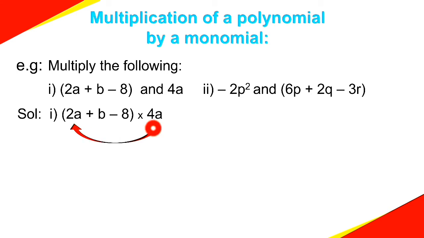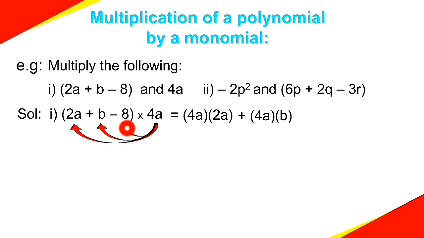So first what we are going to take? 4a into 2a is equal to, we are going to write that 4a into 2a, right? Next 4a into b. So what is the symbol we can get here? Right, plus 4a into b. Now what is the next one? 4a into minus 8. So what we can write? Right? Minus 4a into 8.